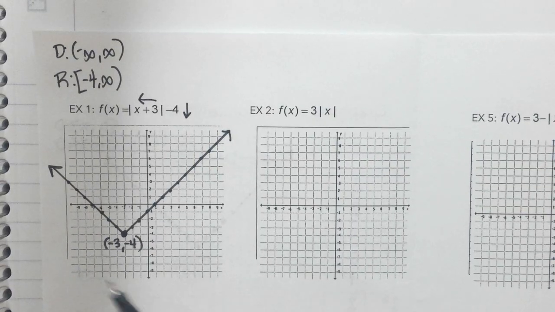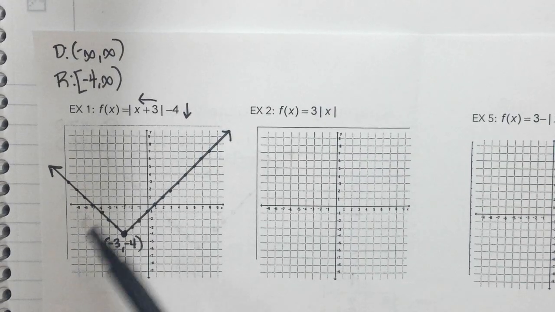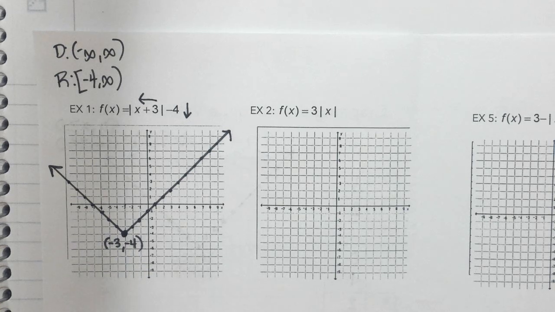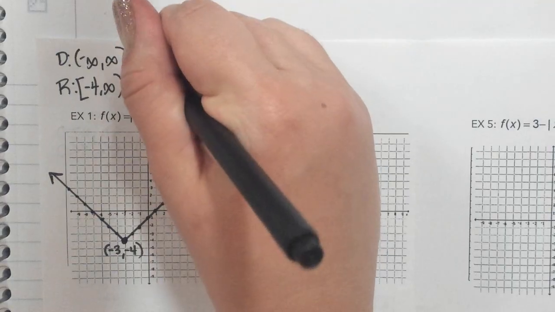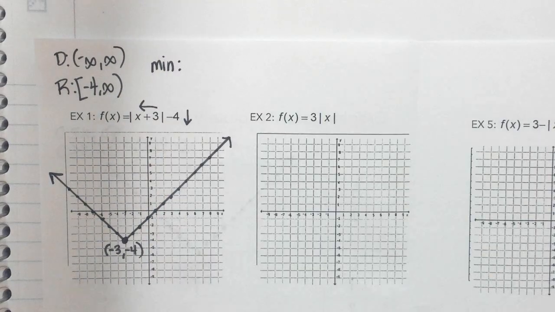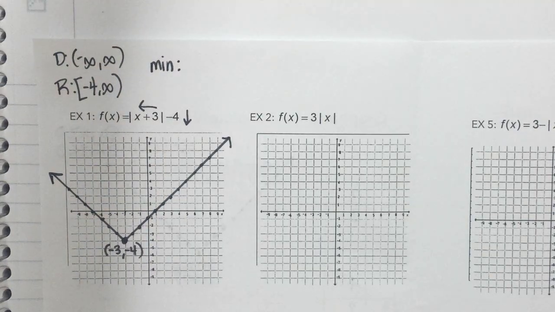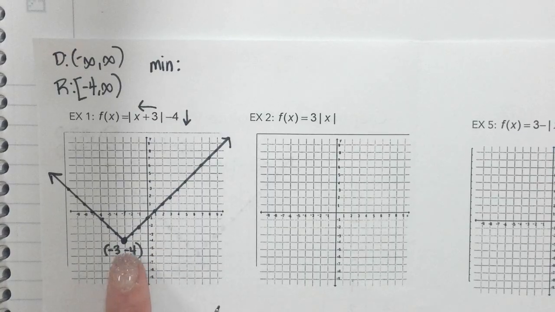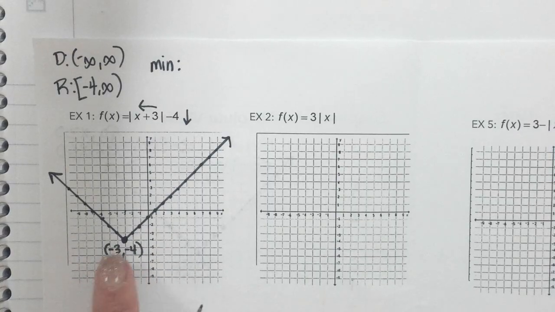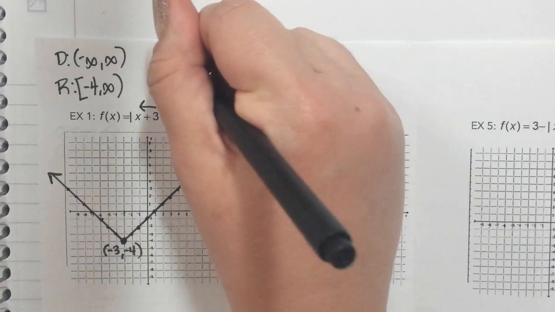So with these functions, we either consider the vertex to be a maximum or a minimum. Common sense tells you that this one is a minimum, because it's the bottom, right? So I'm going to write min. And if I ask you what is the min or max, you give the y coordinate of the vertex. So if I say, what's the minimum? The minimum here would be just -4.